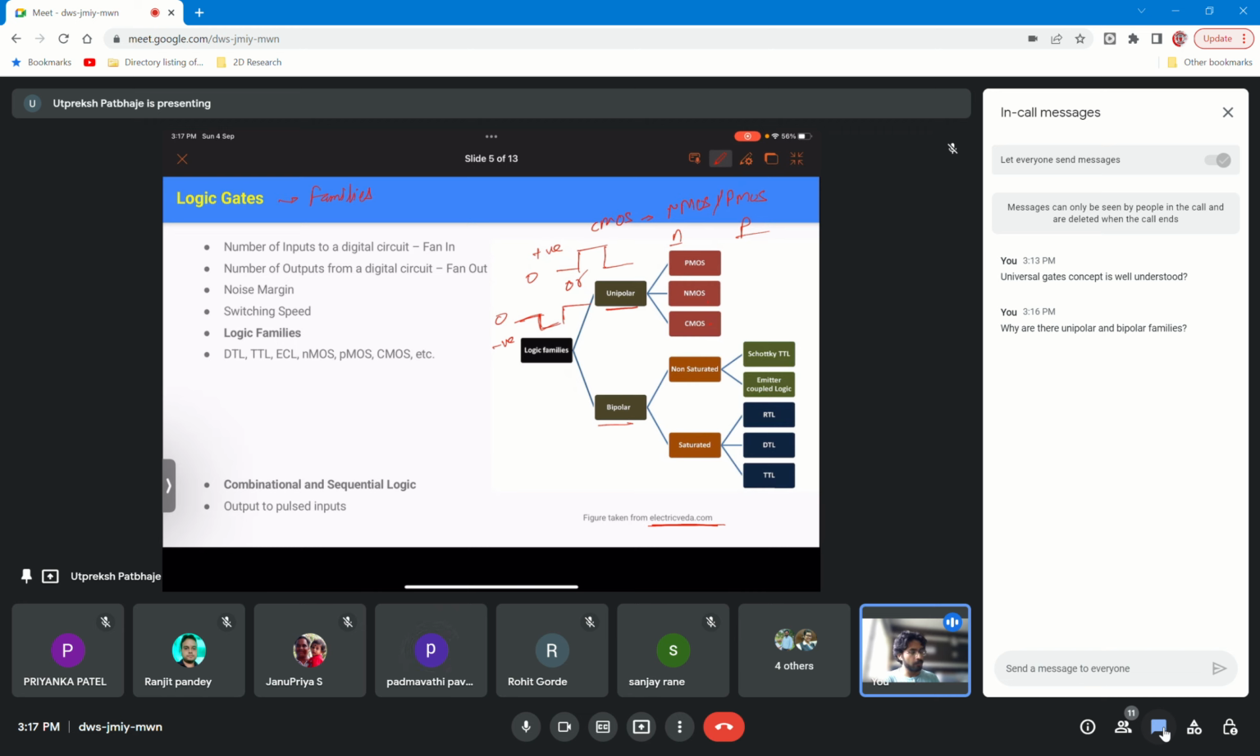And in case of bipolar, as you guys pointed out, bipolar will be having both types of carriers.